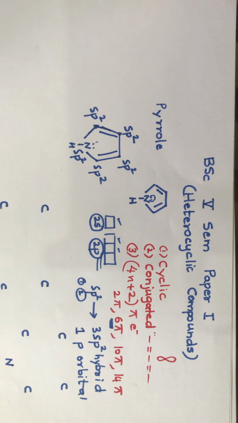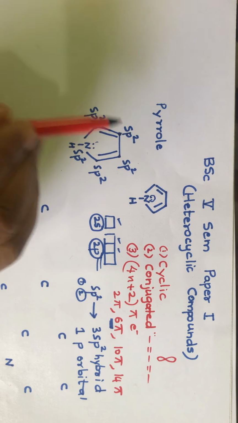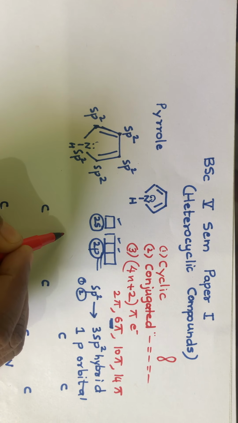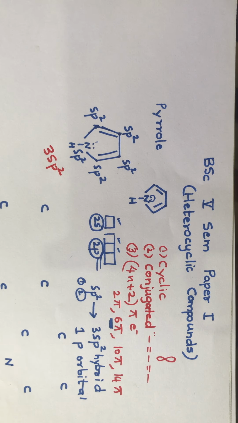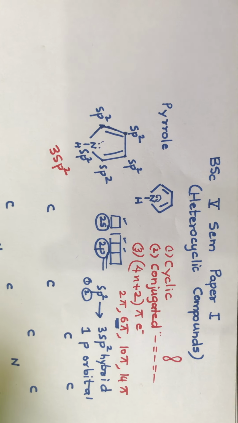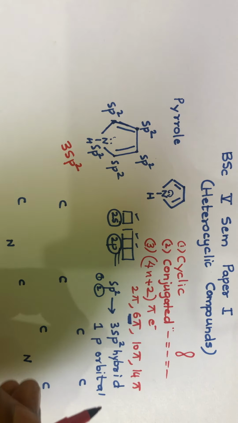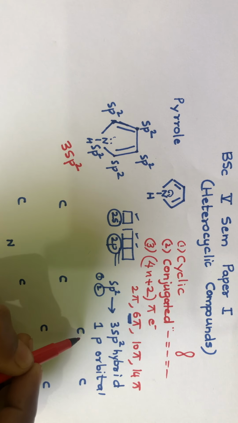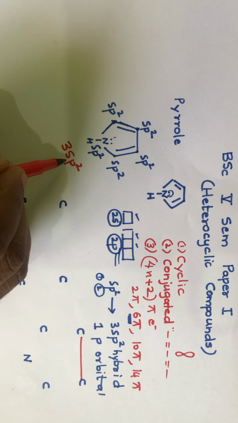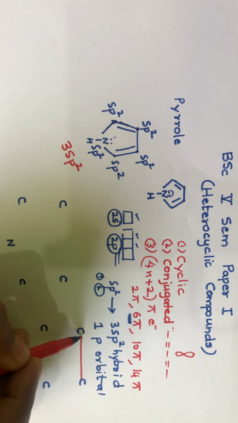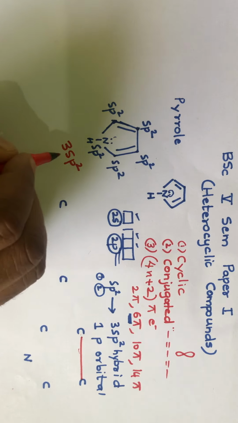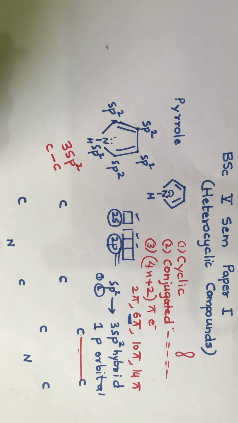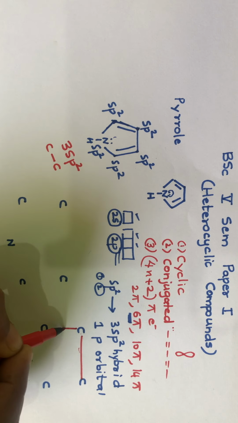Now, what is the hybridization of this? sp2. If the hybridization is sp2, that means this carbon has 3 sp2 hybrid orbitals. Using 1 sp2 orbital, because for formation of a bond, orbital overlap is required, the sp2 of this carbon will overlap with sp2 of this carbon to form a carbon-carbon sigma bond. Another sp2 of this carbon will form a sigma bond with this carbon.